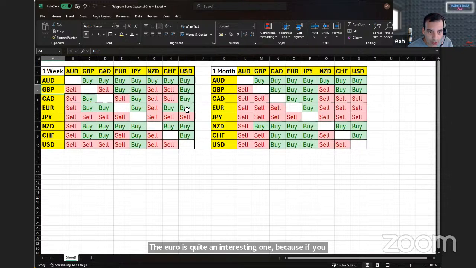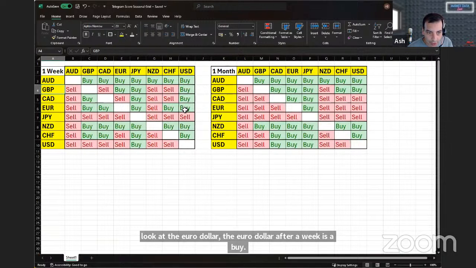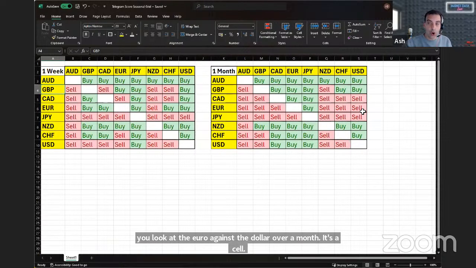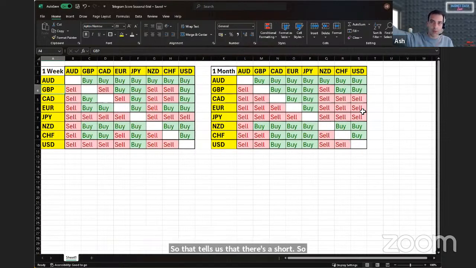The euro is quite an interesting one, because if you look at the euro dollar after a week, it's a buy. There's the dollar there, so it's the euro we're tracking here. Against the dollar, it's a buy. But if you look at the euro against the dollar over a month, it's a sell. So the longer term trend is actually sell euro dollar, but there may well be a rally.